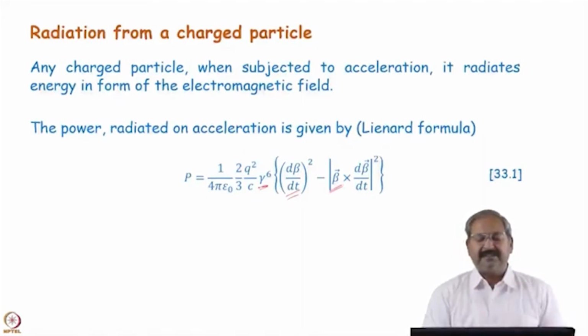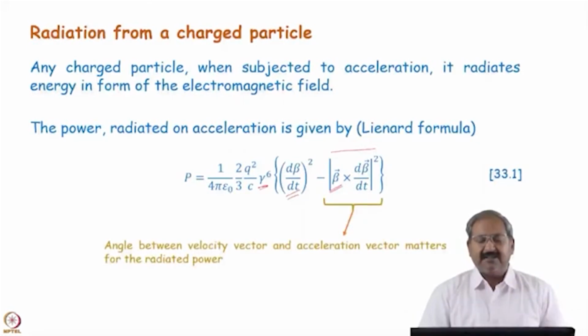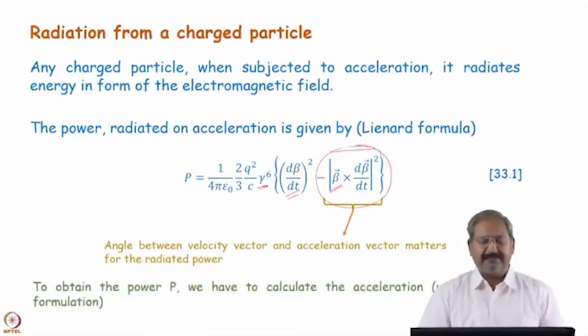You can see in this formula that radiated power depends on the cross product of the velocity and acceleration. This is the velocity and this is the acceleration. So it is a cross product of two vector quantities, which means the radiated power depends on the angle between the velocity and acceleration of that charged particle. This is an important remark about this formulation, and how this cross product term can be understood, we will see.